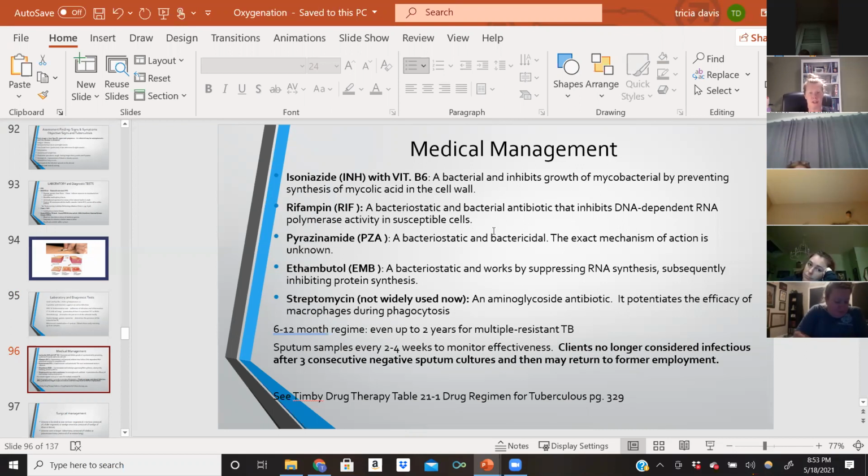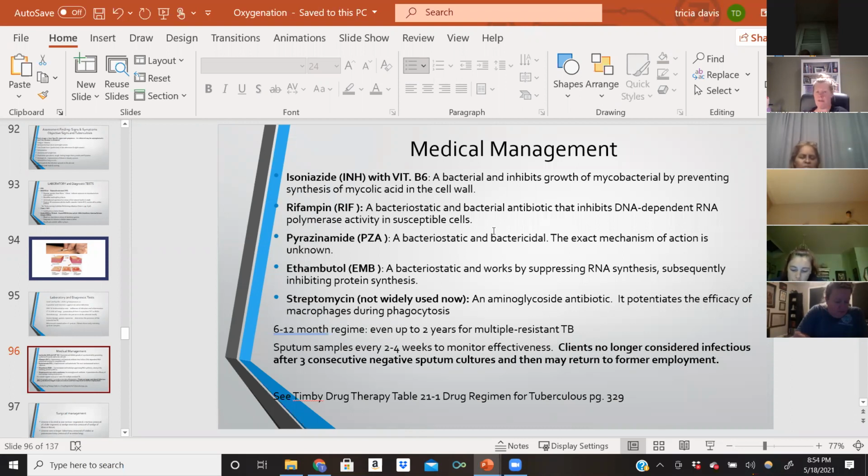activity in certain cells. We can give pyrazinamide, PZA, which is a bacteriostatic and a bactericidal. They're not really sure exactly what the mechanism of action is in that. We can give EMB, which is a bacteriostatic, and it works by suppressing that RNA synthesis. And then we can give streptomycin, which is not widely used now. It's an aminoglycoside antibiotic, and it potentiates the efficiency of macrophages during phagocytosis.